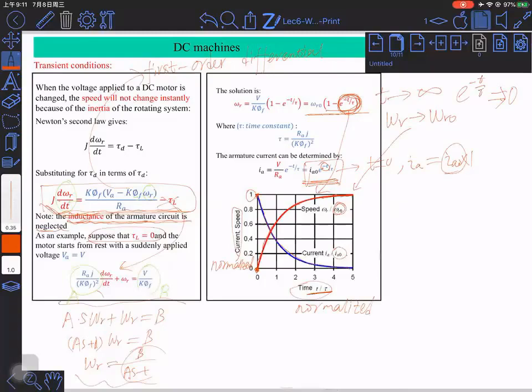And at this time, if it reaches the nominal speed, what is going to happen? The current will approach 0 because we are looking at a no-load condition. In a no-load condition, when you reach your destination speed, the torque is nearly 0 and the current is 0. You can also read it from here. When t approaches infinity, because e to the minus t over tau is nearly 0, IA approaches 0. And that's exactly what we see here. Okay.